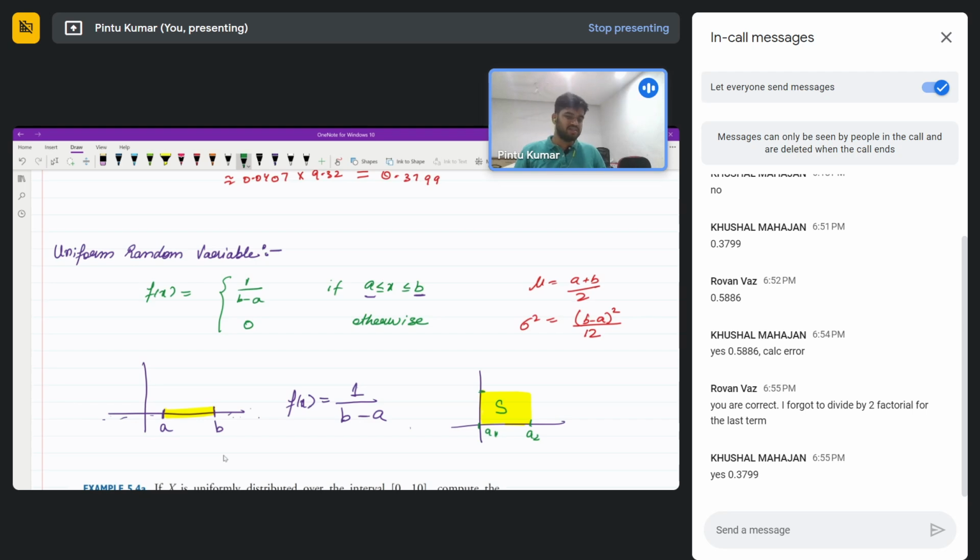Right. Don't assume this to be the origin. And this height is, let's say, B1. This is B2. Then the area would be A2 minus A1 into B2 minus B1, right? And if you divide this by 1, you get the probability of any point. This is also a uniform random variable in 2 dimensions. Similarly, you can define it for arbitrary dimensions.